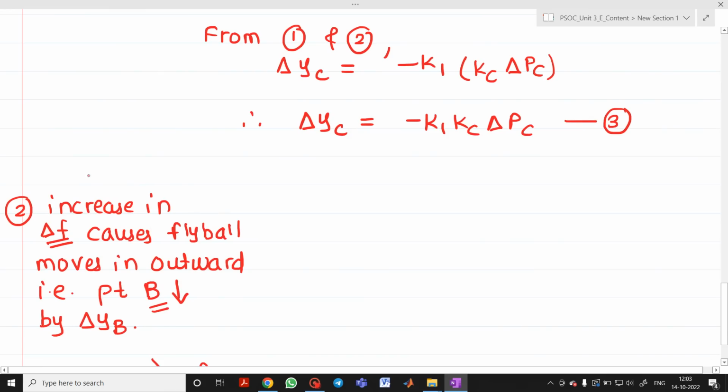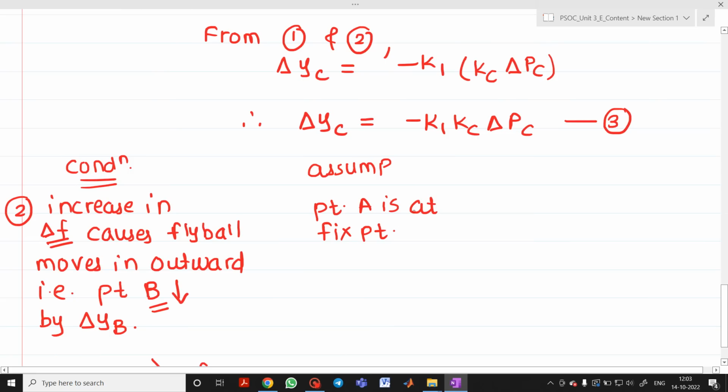So this will be the second case, and this will be our condition, that is, point B moves in the downward direction. Now what is our assumption? Here we will assume that point A is at a fixed point.